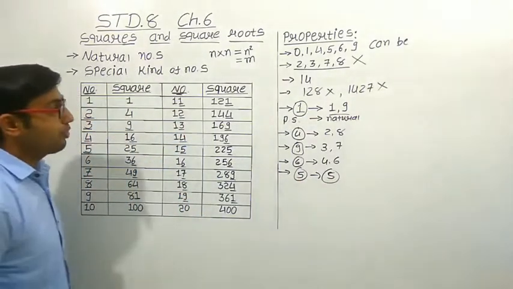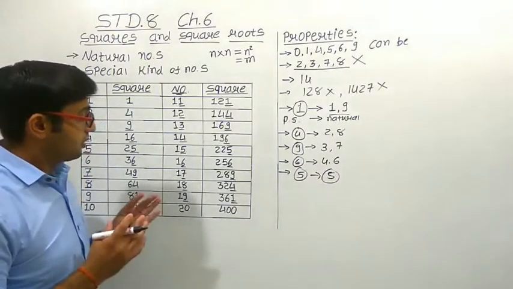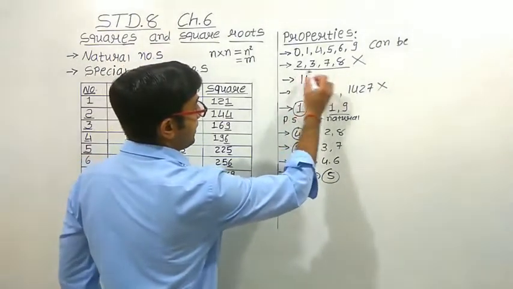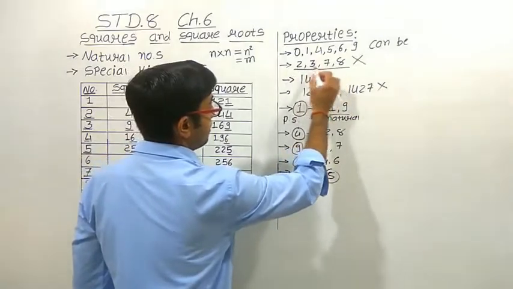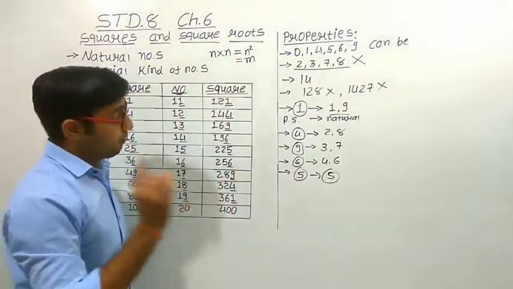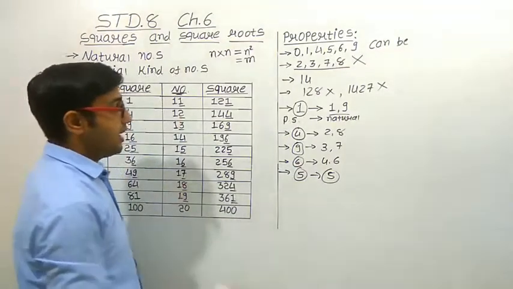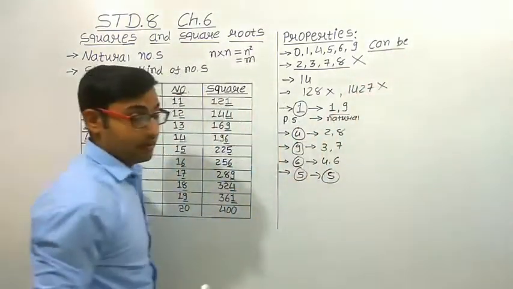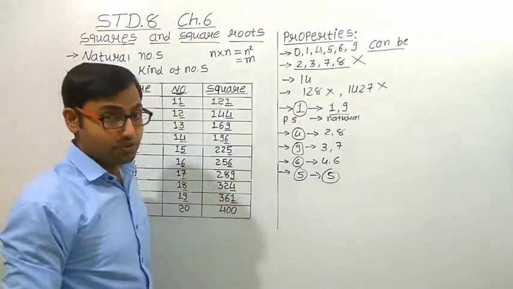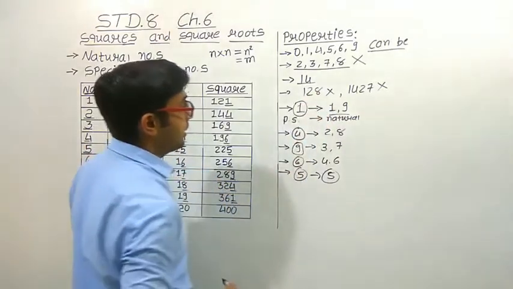Now, if you are given any number and asked to find out whether it is a perfect square or not, then first of all we have to notice that if the unit place digit is 2, 3, 7 or 8, then it will never be a perfect square number. Remember, but if there is 0, 1, 4, 5, 6, 9 at the unit place, then it can be a perfect square number, right? Again, I am saying that it is not compulsory that it will be a perfect square number. It can be, right? We have taken examples of 14 and 128.